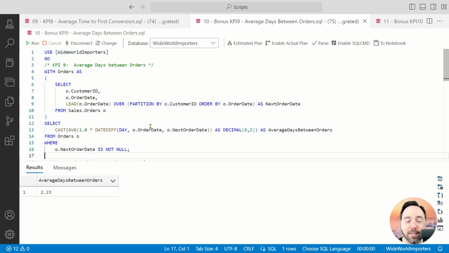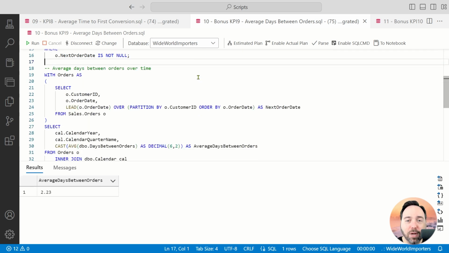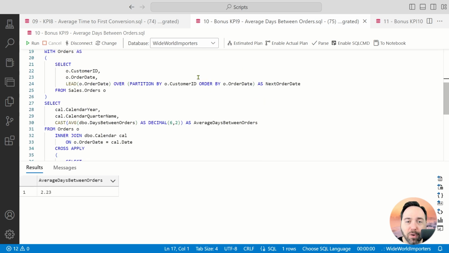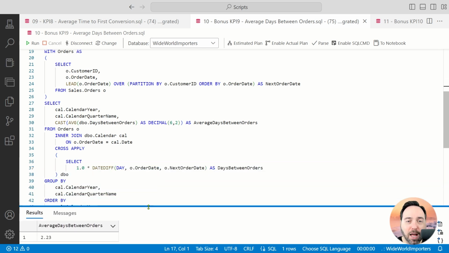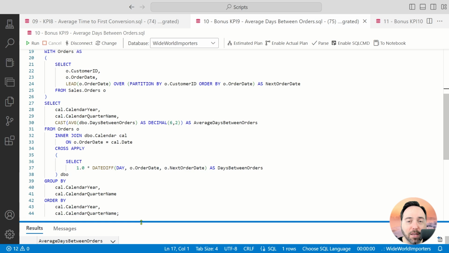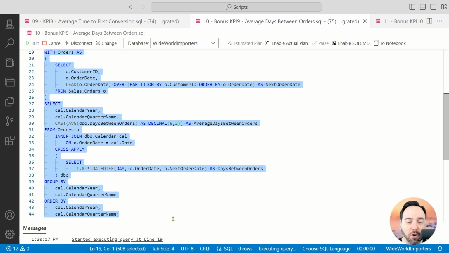Now let's expand this to average days between orders on a quarter-by-quarter basis. We take the orders virtual table and join it to our calendar table. This time around, I'll use the cross-apply operator to move the calculation of days between orders into its own pocket of the query, making it easier to understand the calculation in the select clause. Running this, we can see days between orders over time.